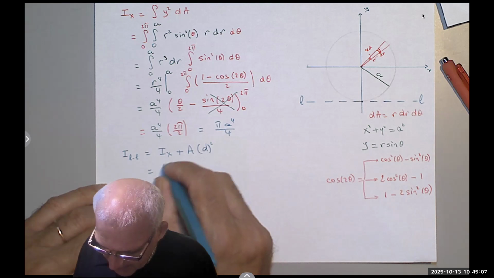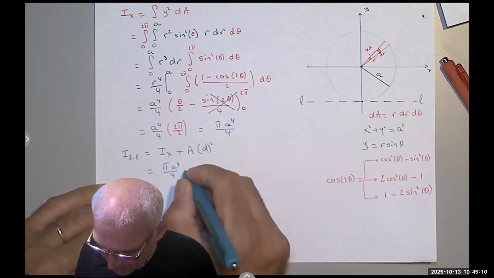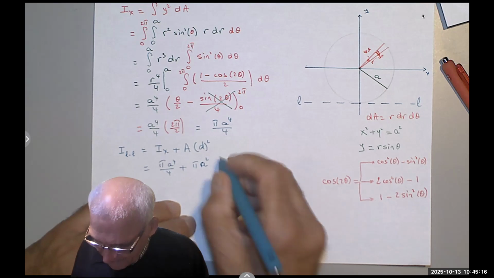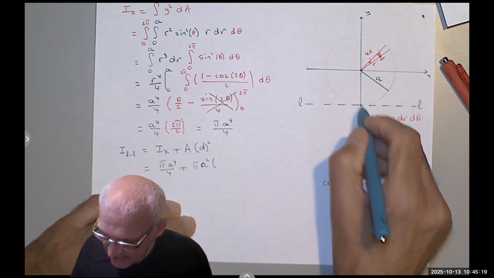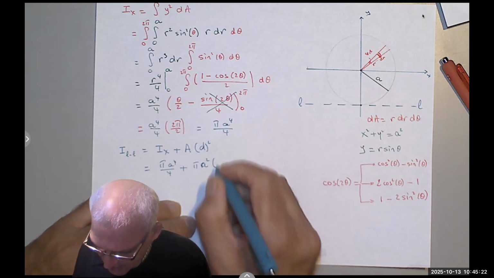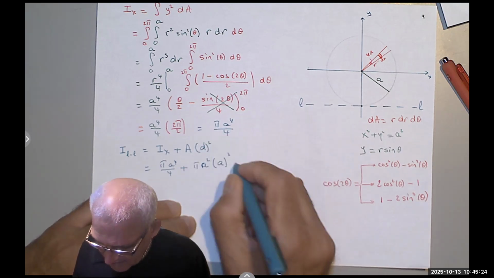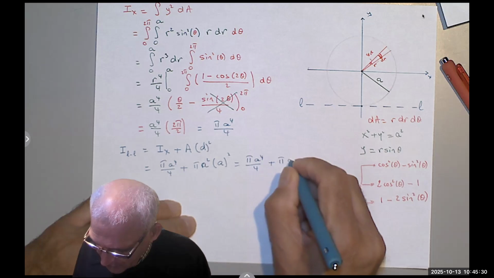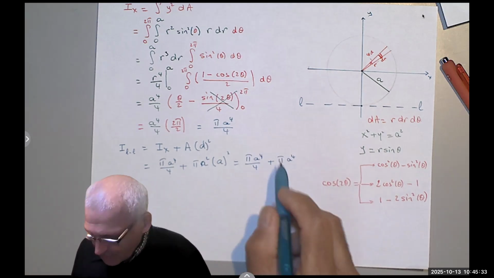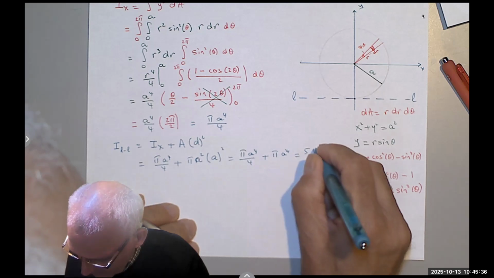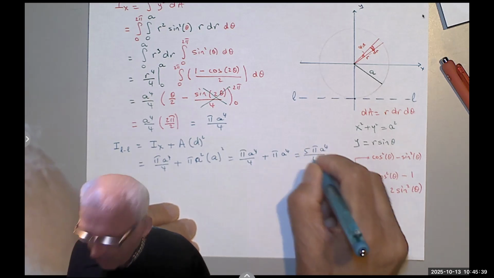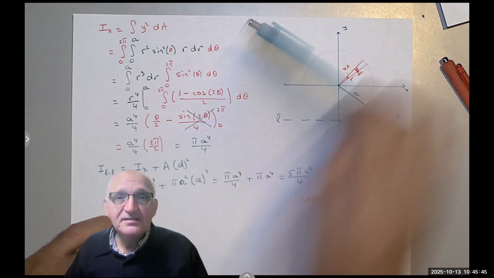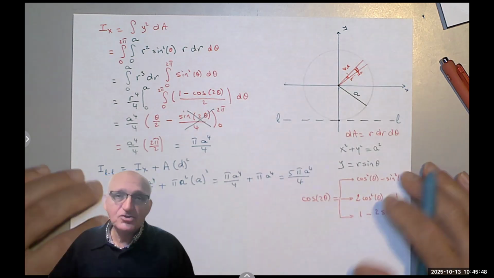So I can say it's pi a to the fourth over 4 plus the area, which is pi a square. I was going to write r square. And the perpendicular distance here is also a, so times a square. So you get pi a to the fourth over 4 plus pi a to the fourth, meaning 4 over 4. So you add them up, you get 5 pi a to the 4 over 4. And that would be the moment of inertia about any line that is tangential to the circle.